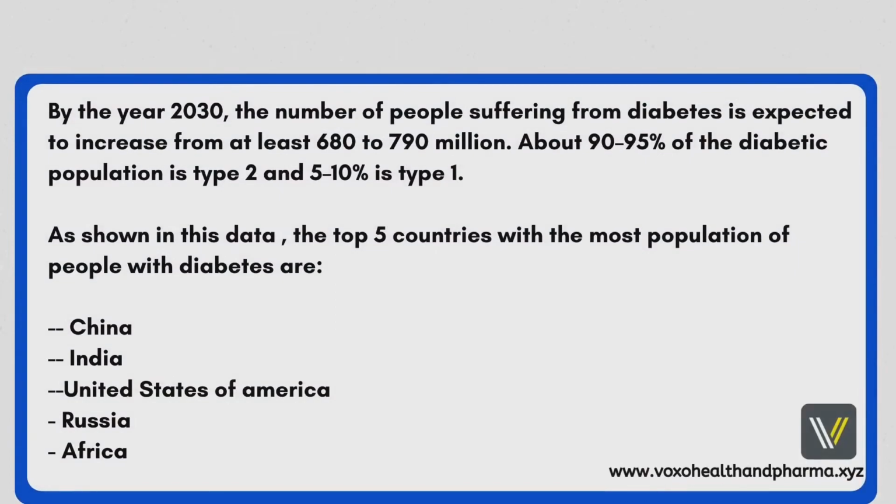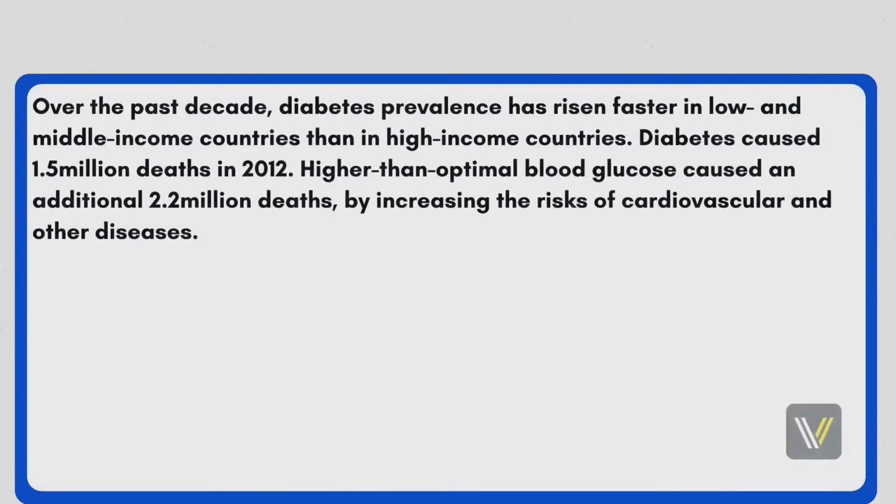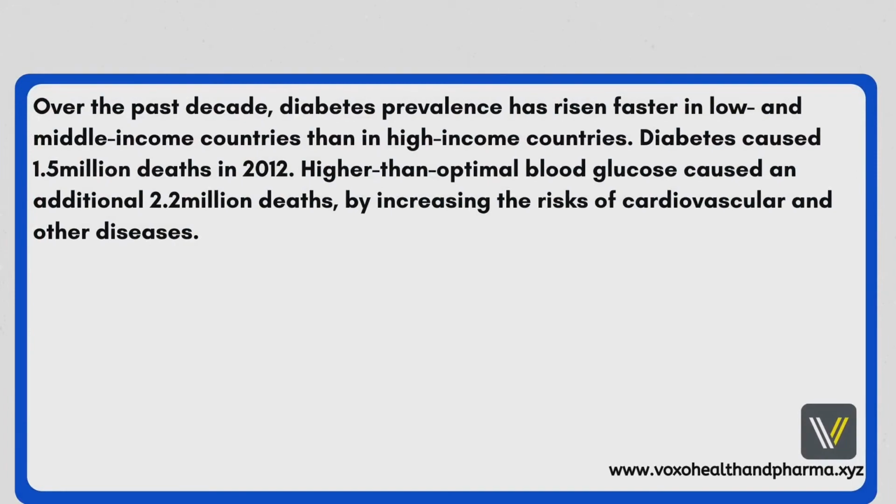By the year 2030, the number of people suffering from diabetes is expected to increase from at least 680 to 790 million. About 90 to 95% of the diabetic population is type 2 and 5 to 10% is type 1. As shown in this data, the top 5 countries with the most people with diabetes are China, India, United States of America, Russia, Africa. Over the past decade, diabetes prevalence has risen faster in low and middle income countries than in high income countries. Diabetes caused 1.5 million deaths in 2012.